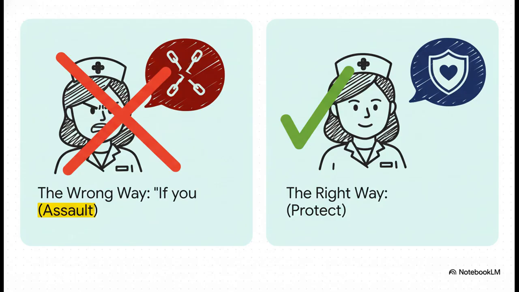In a crisis, the wrong way to talk is to make a threat. "If you don't calm down, I'm going to tie you down." We now know that's the legal definition of assault. The right way, the therapeutic way, is to state the justification clearly and calmly. "I am applying these restraints because you are not safe right now, and our job is to keep you safe." See the difference? You're not punishing, you're protecting.